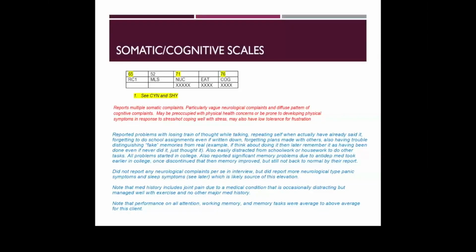This was an individual who did report a lot of cognitive concerns: losing train of thought while talking, repeating themselves when they've said it. This individual had more complaints along the lines of memory problems, like forgetting to do assignments, forgetting plans they made with others. Also, a more unusual concern that we don't usually hear, distinguishing fake memories from real memories, and then more traditional things that we hear when people are concerned about ADHD, being easily distracted from their work. Their report, though, was all these problems started in college.